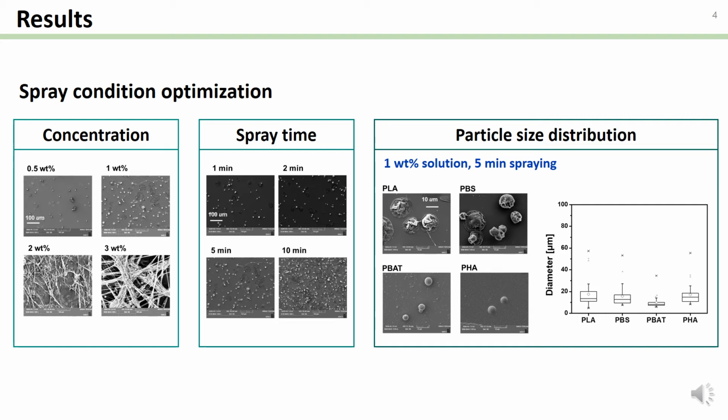Therefore, spraying of a relatively low concentration solution in which fibers are rarely produced is suitable for the fabrication. For example, in the case of PLA, less than 1 poise is suitable. In addition, the amount of plastic particles can be controlled through the spray time, and the particles do not clump together, but are accumulated owing to faster solvent evaporation. This increases the surface area to volume ratio of the particles. When sprayed with 1% plastic solution, the particle sizes of PLA, PBS, PBAT, and PHA were found to be approximately 10 to 20 micrometers in diameter.